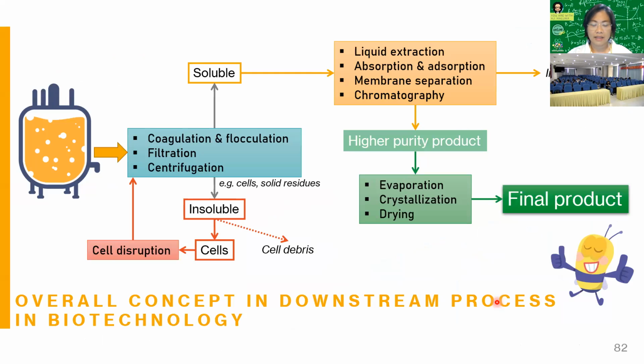All right, and this is the overall concept of a downstream process. We have something probably from our fermentation. We separate the thing out, soluble and insoluble. If it is insoluble and in the cell, you do cell disruption and go through the process. You have cell debris. At the end, you have something soluble. Then you separate them using the flow method, taking out the impurities. Then you get higher purity products, and you could go through one of these 3 processes or all 3 processes to obtain the final product.